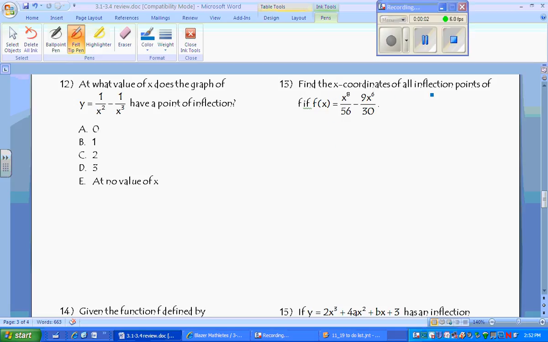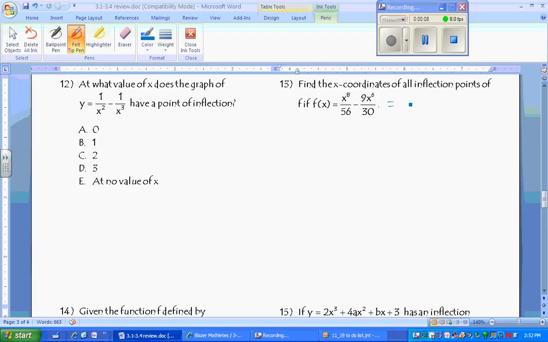13, find the x-coordinates of all the inflection points. So in order to do that, we need to use the second derivative. First, we can think of this a little differently, like 1 over 56 times x to the 8 minus 9 over 30. We can actually simplify to 3/10 times x to the 6th.